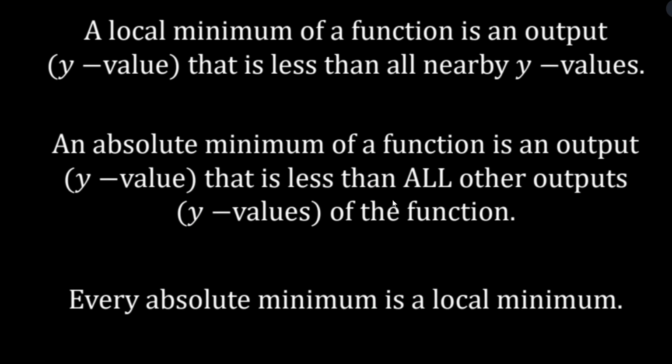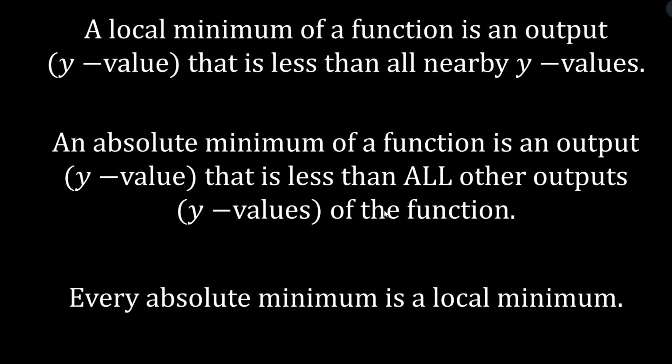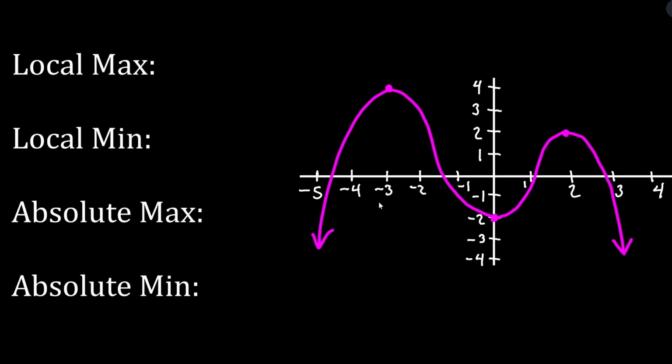So now we can repeat these same concepts for minimum. All you're doing is replacing the word maximum with minimum, and then replacing the phrase greater than with less than. So a local minimum is less than all the nearby y values, and absolute minimum is less than all of the other y values, and every absolute minimum is a local minimum. So we're going to go through two examples. This is the function we already saw. We're going to describe local max, local min, absolute max, absolute min, and then we're going to do it for one more example at the end. So let's start. We identified two local maxima earlier.